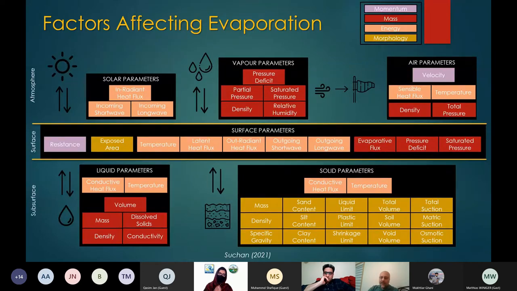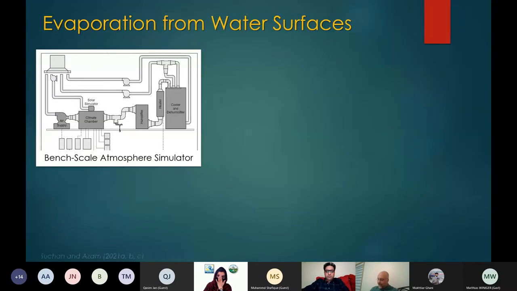And what he did was very interesting. He basically developed what we call a bench scale atmosphere simulator, or BAS, right? In essence, his new equipment can monitor various parameters using high quality precision sensors. Within this setup, it can be put on a bench or on the table, basically, within the lab. And he can control the different conditions within this equipment.